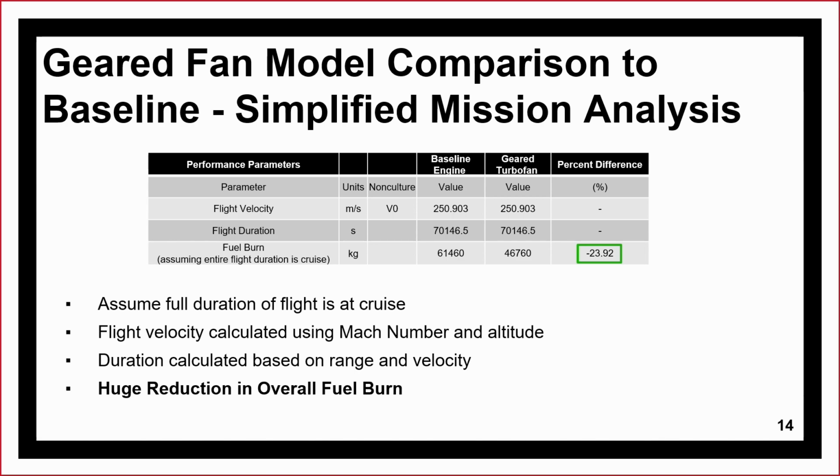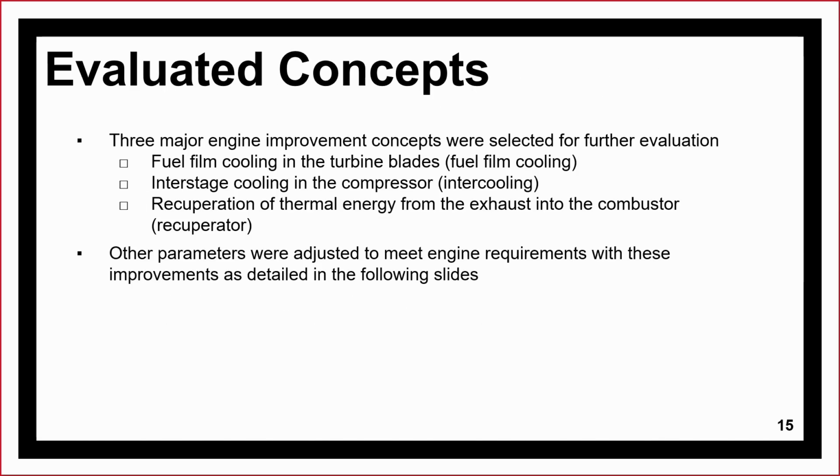In this mission analysis, our engine consumes 14,700 less kilograms of fuel than the baseline engine over the duration of the mission. This is an improvement of almost 24%. In addition to assessing the geared turbofan concept, we also looked at 3 major engine improvement concepts for further evaluation. The first one is fuel film cooling for the turbine blades, then interstage cooling in the compressor, and then recuperation of thermal energy from the exhaust into the combustor. Other parameters were adjusted to meet the engine requirements with these improvements, and we'll discuss those in the following slides.